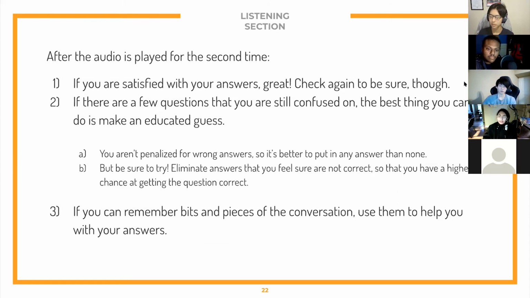Eliminate answers that you think might not be correct so that you reduce that 25% chance you have of getting the question right. If you can remember bits and pieces, or if you wrote down some of the words in the conversation, use them to help you with your answers.